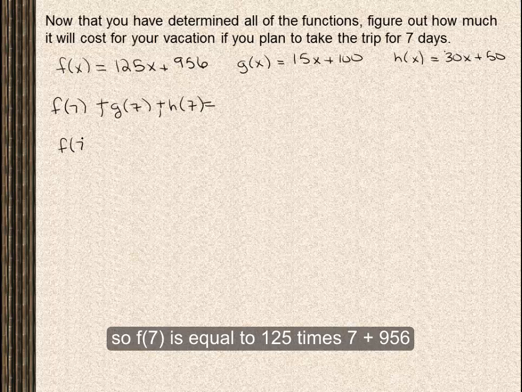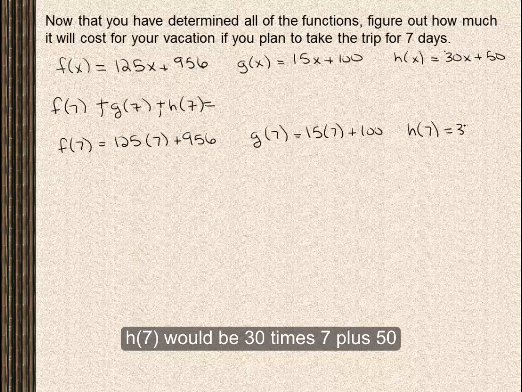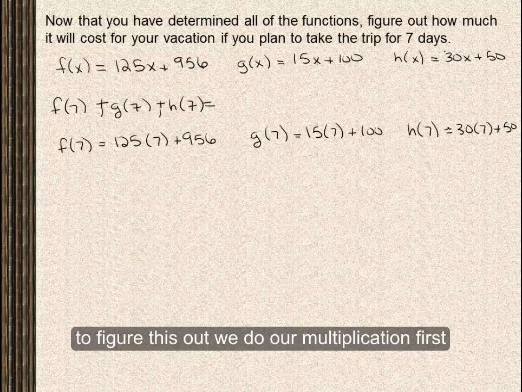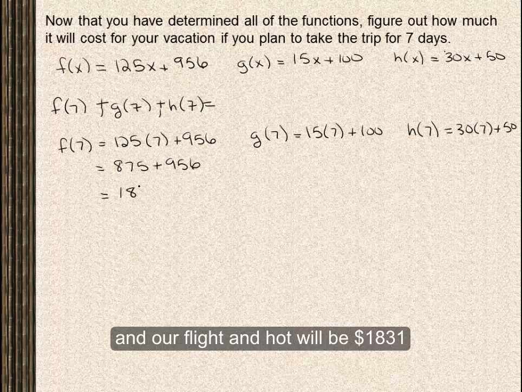So f of 7 is equal to 125 times 7 plus 956. g of 7 would be 15 times 7 plus 100. h of 7 would be 30 times 7 plus 50. To figure this out, we do our multiplication first. For f of 7, we're going to get 875 plus 956. Then we'll add. And our flight and hotel will be $1,831.